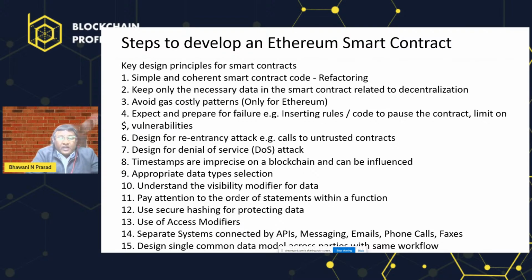Understand the visibility modifier for data. The visibility modifier is again important here. Any variable on the blockchain is viewable by everybody, irrespective of the visibility modifier. So pay attention to the order of statements, use secure hashing, and use access modifiers, which are again very important in implementing policies and rules. Separate systems connected by APIs, like messaging, emails, phone calls, fax, when you use them in your blockchain application. All these APIs you separate; don't mix them up.